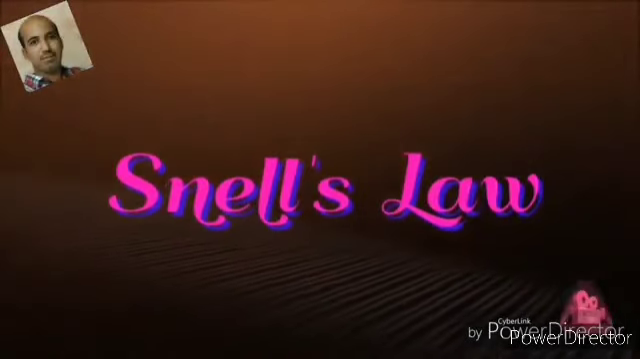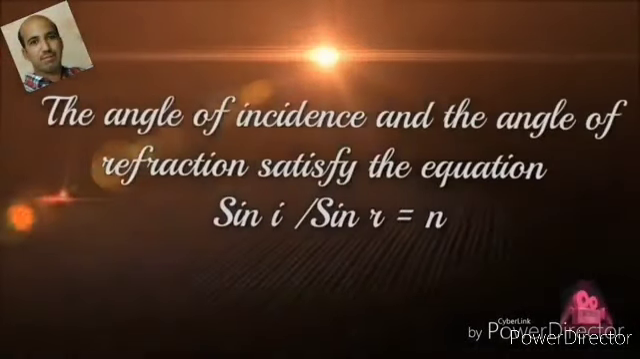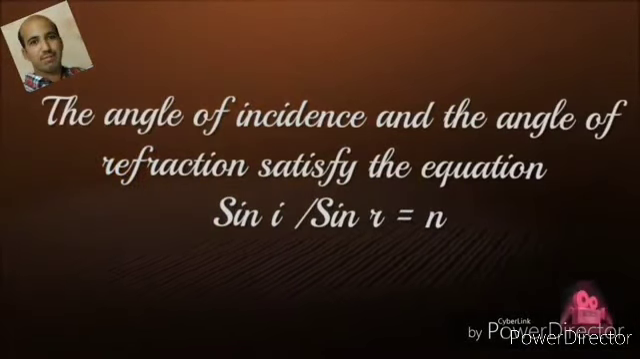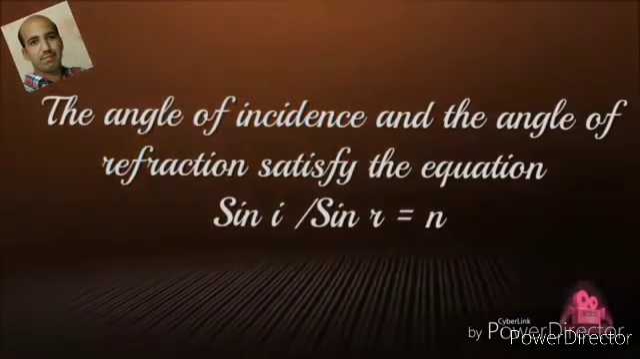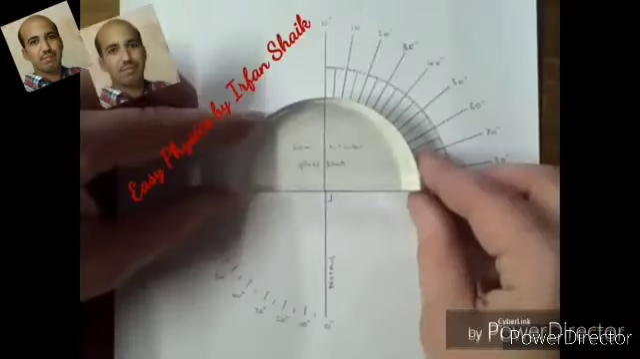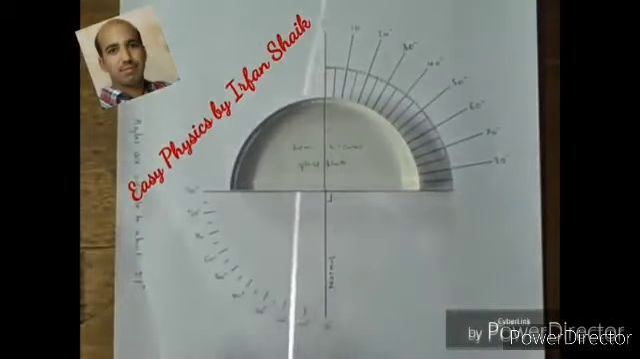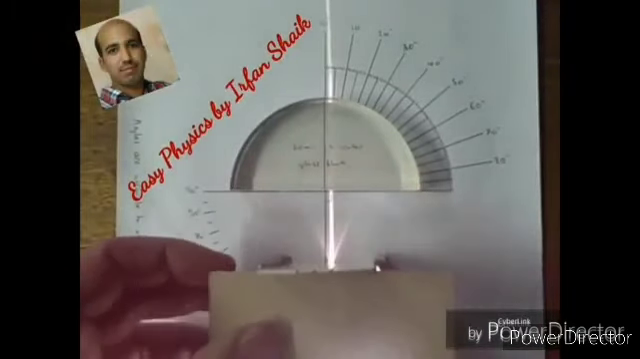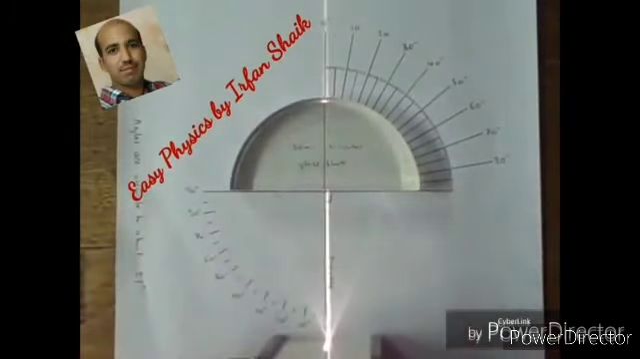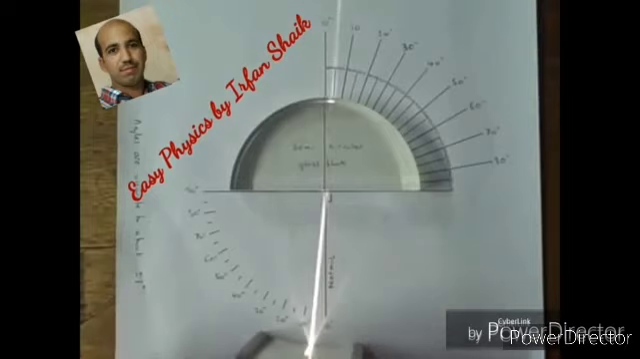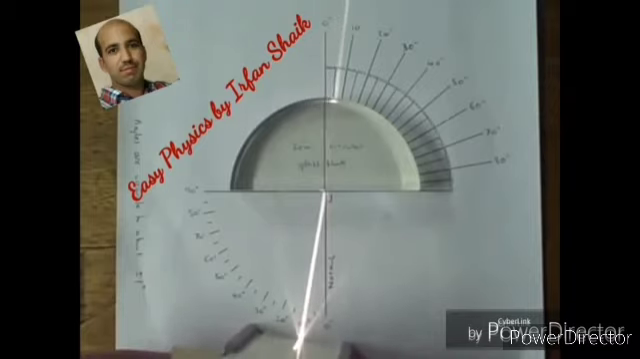Snell's law: the angle of incidence and the angle of refraction satisfy the equation sin i by sin r is equal to n. Place a semicircular glass disc so that its diameter coincides with the interface. Point a laser light so that the light propagates from air to glass through the interface at point O. Let the angle of incidence be 5 degrees. We got the angle of refraction as 3 degrees.